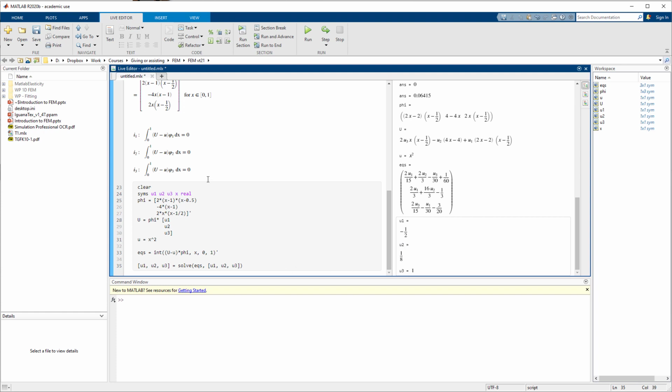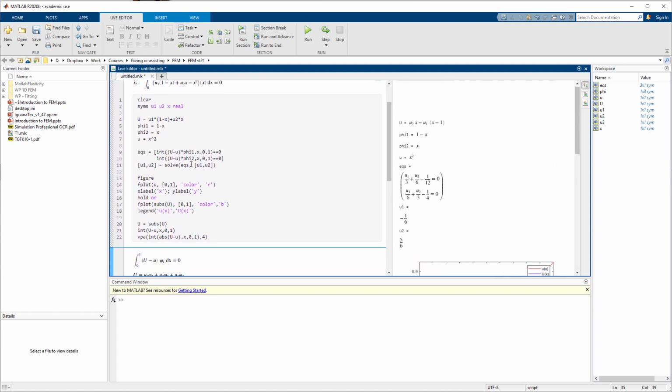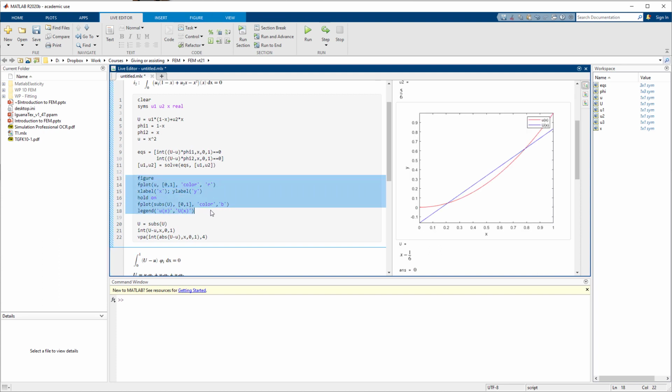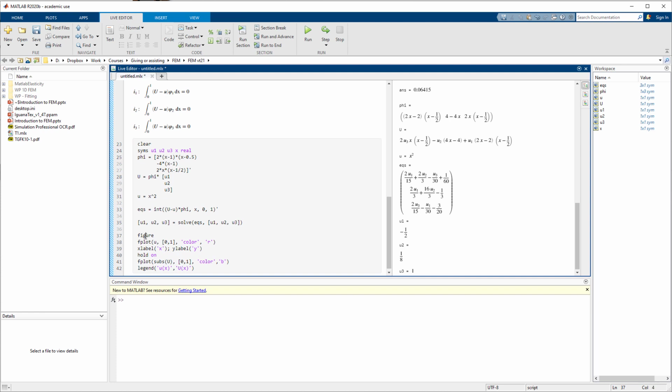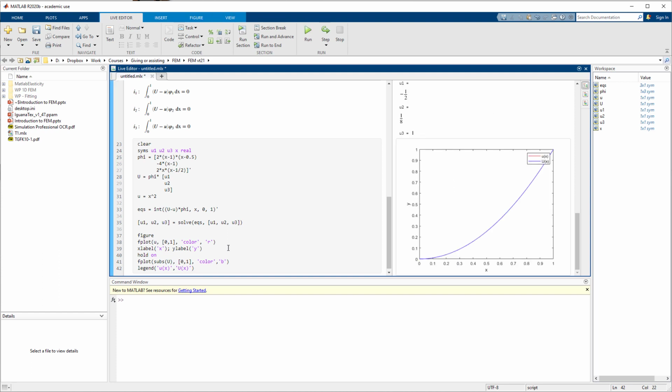Alright. And again, now I'm just going to go back in here and copy some of this code. This is what I want to do. So figure, f plot u from 0 to 1, color red. This, hold on, substitute u. So it's going to take u and substitute u1, u2, and u3. And it's going to plot it with the blue color and get the legend. So let's run this. And what happened?